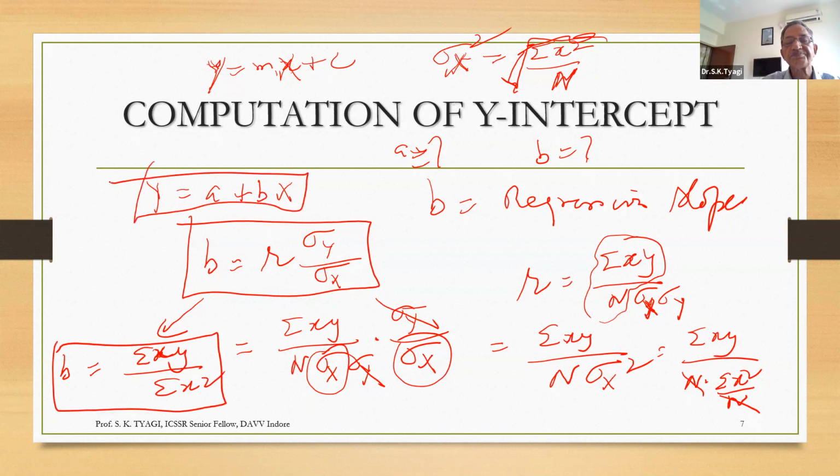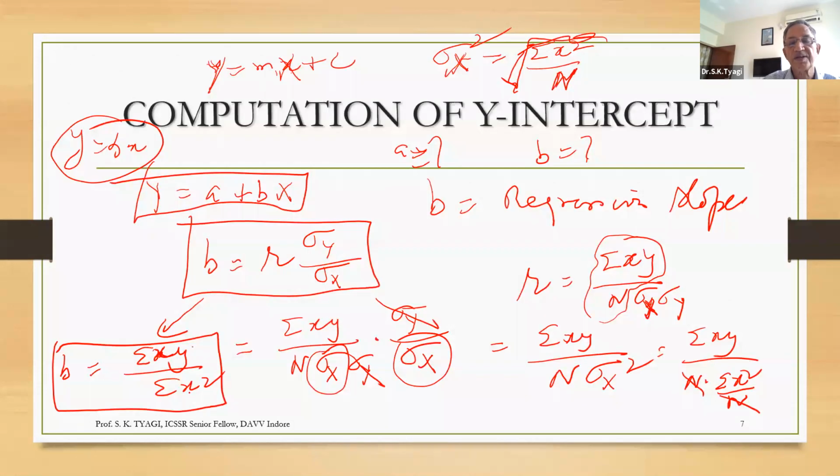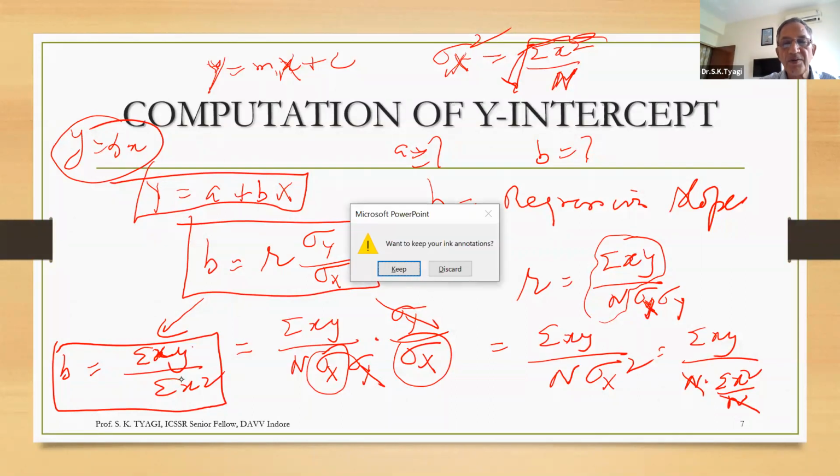This is number one, and this is number two, y is equal to bx, and the third one is b, and this b has two forms, sigma xy upon sigma x square. This is the original formula and we will use this. Okay, now one more thing, and that is a. How to find out a? A is the y-intercept.